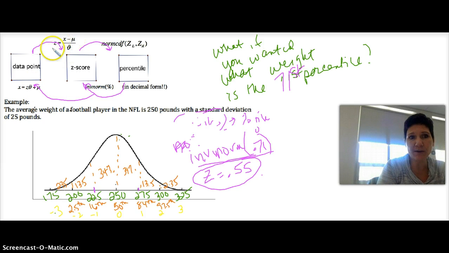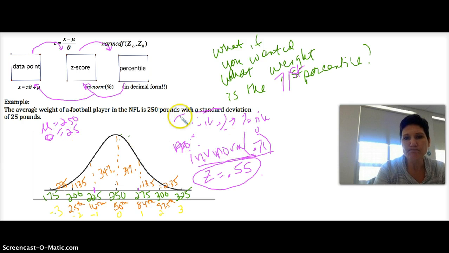If you look over here, I have z is equal to the data point minus the mean, divided by the standard deviation. If I want to solve for this, the first thing I do is multiply both sides by the standard deviation, and then I add the mean to both sides. So if I solve this out algebraically, I'm going to get this. If I want to find out what x is, which is how much a guy in the 71st percentile weighs, I know that my mean is equal to 250 and my standard deviation is equal to 25.